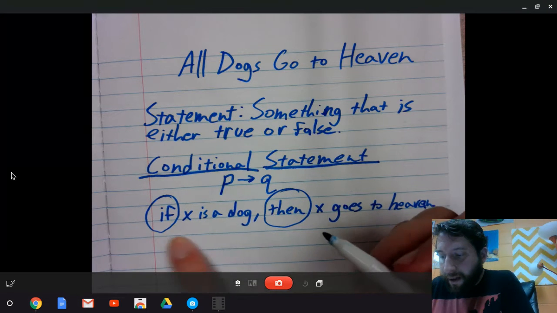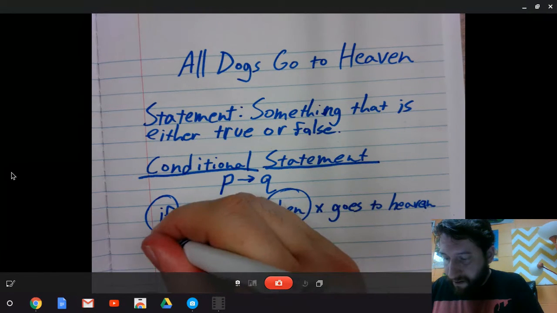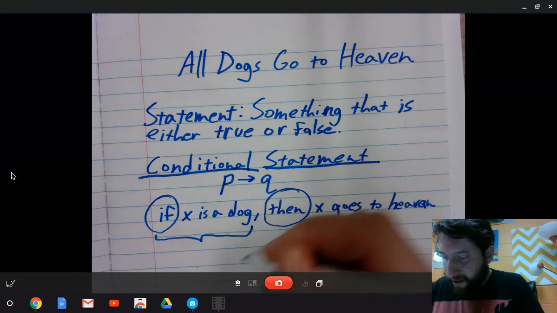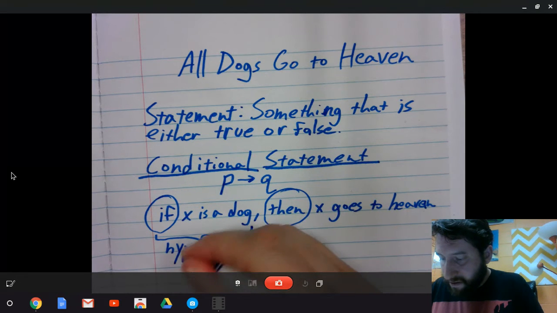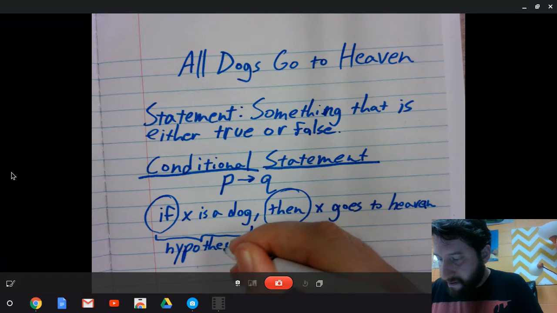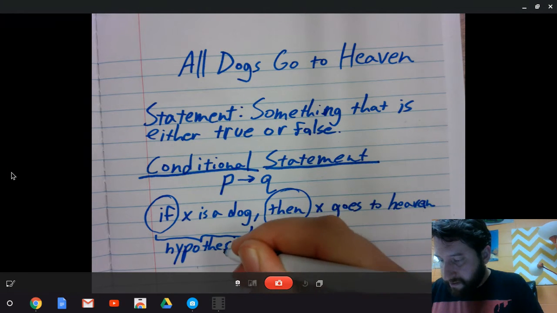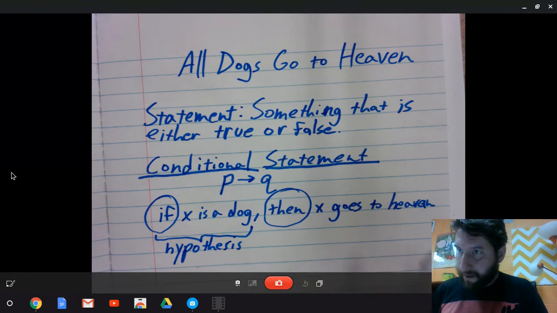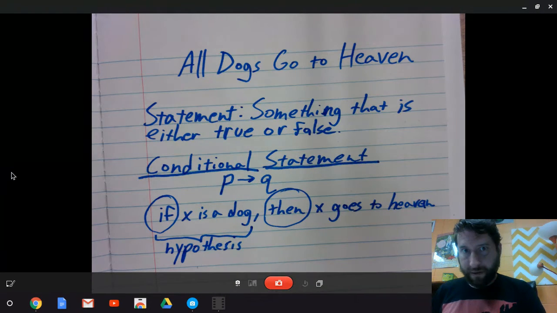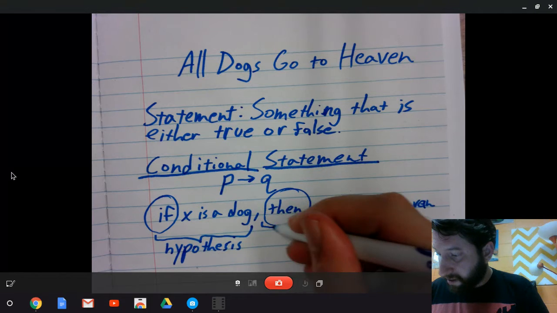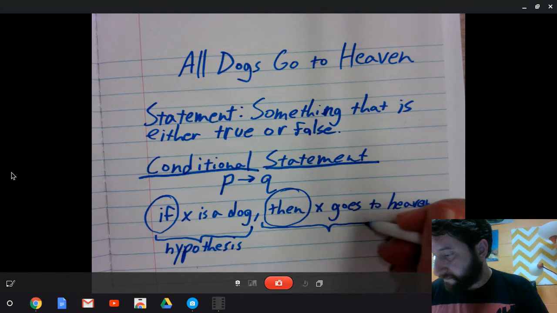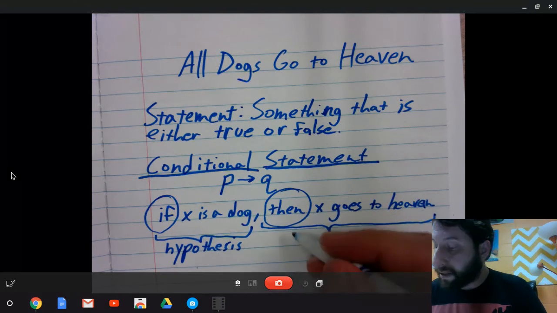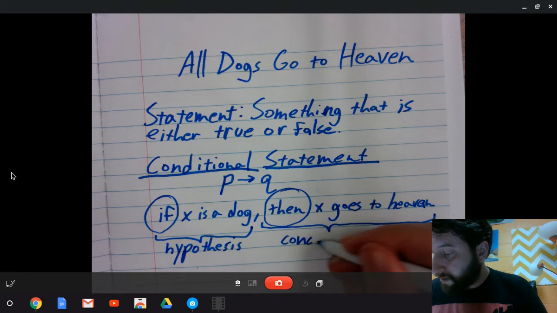Now, the first part, the if, this part right here, that is the hypothesis. So hypothesis, it's supposed to be an S. So the first part is the hypothesis. The second part is the, I'm sorry, not conditional, the conclusion. I'm getting my C words mixed up. This is the conclusion. That is the conclusion.